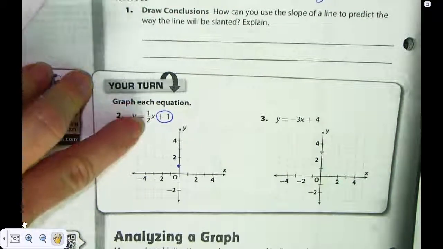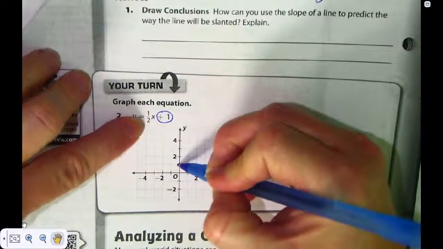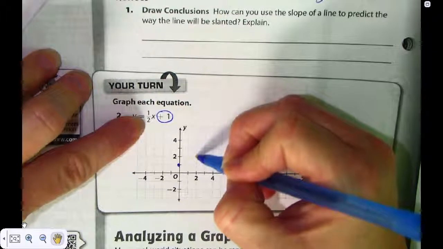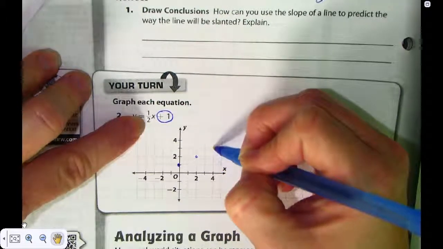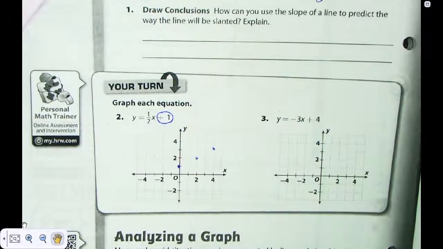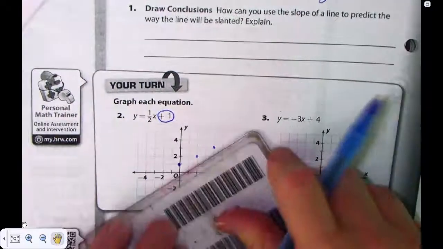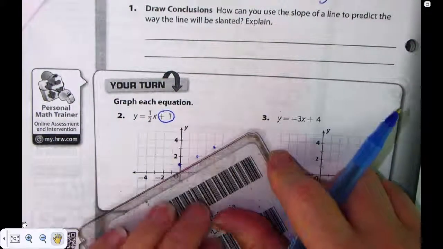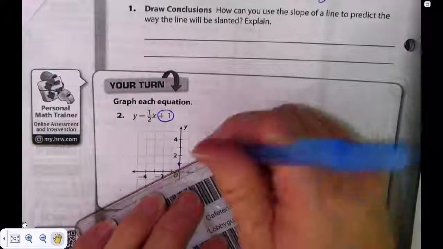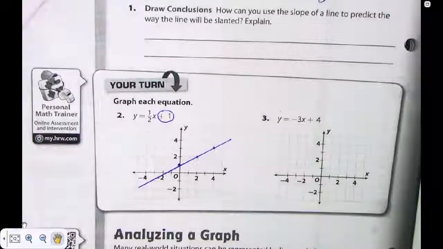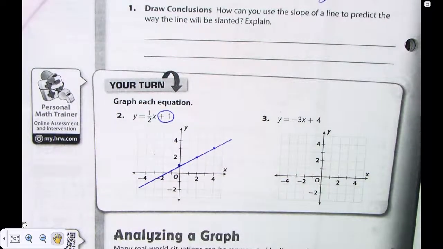So rise over run. So I'm going to run how many? 2, up 1. The slope 1/2 is positive. Have you already done this? And then we're going to draw a line. That's how you graph it.